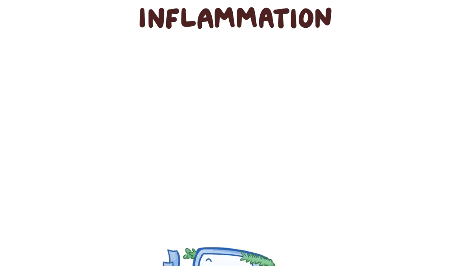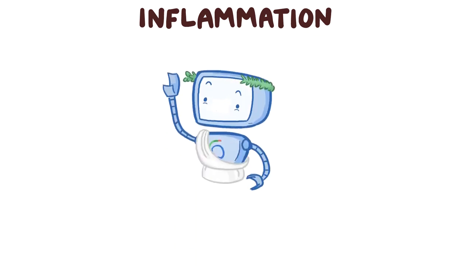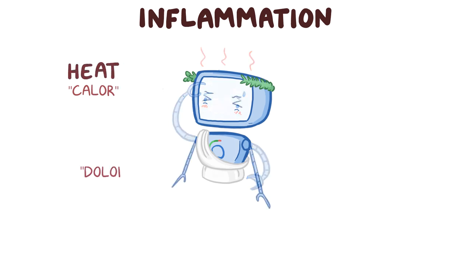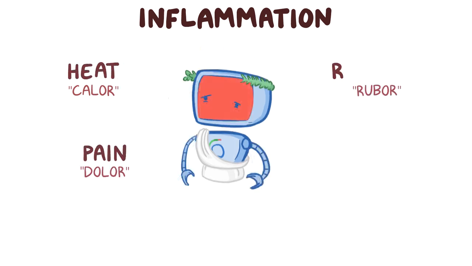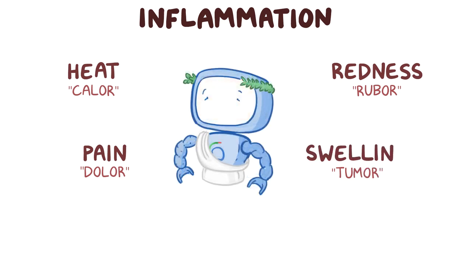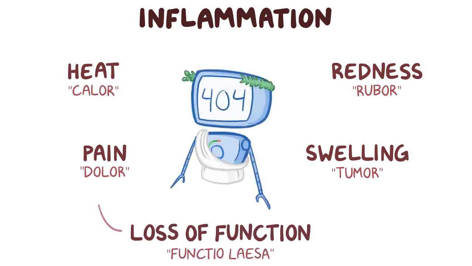Inflammation classically describes four key signs, each of which have a Latin derivation: calor or heat, dolor or pain, rubor or redness, and tumor or swelling. Sometimes these four signs combine to cause a fifth sign, which is functio laesa, or temporary loss of function due to pain or swelling.